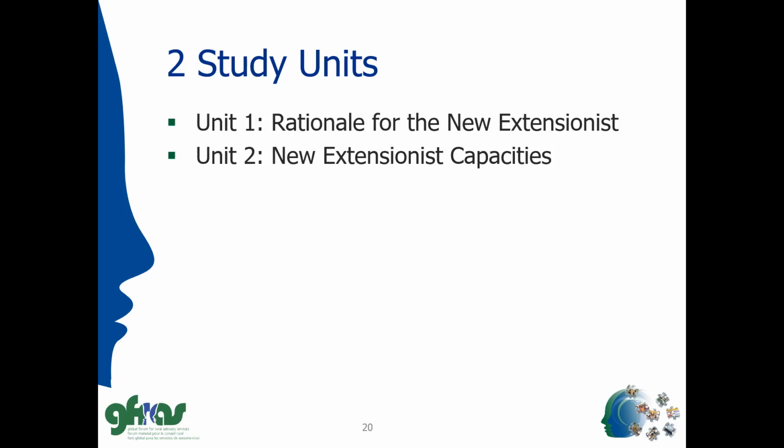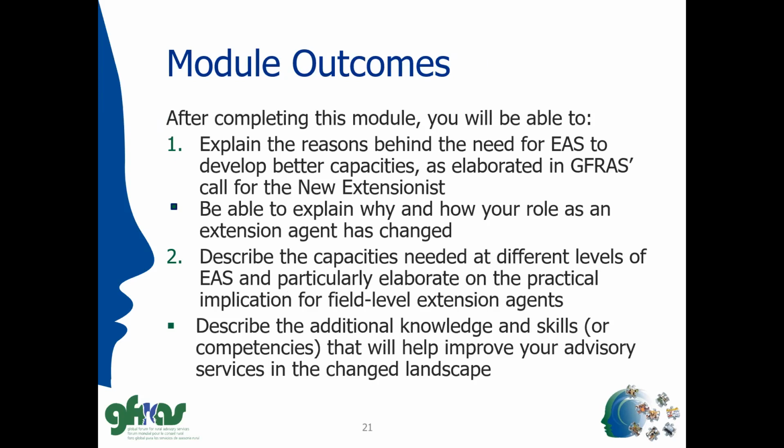There are 2 study units within this first module. The first is the rationale for the New Extensionist, and the second goes into the actual capacities. What are the competencies of the New Extensionist? So after you complete this module, you should be able to explain why we need extension and advisory services, EAS, to develop better capacities. Why and how has your role changed as an extension agent, and why should it be changing?